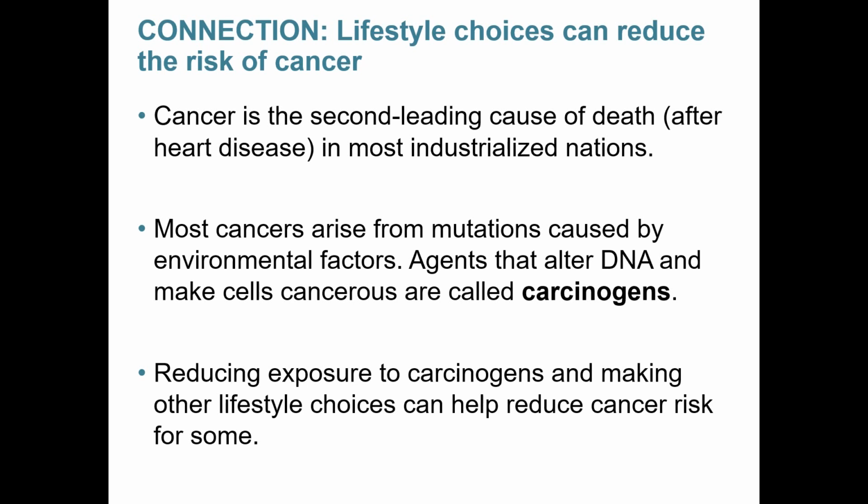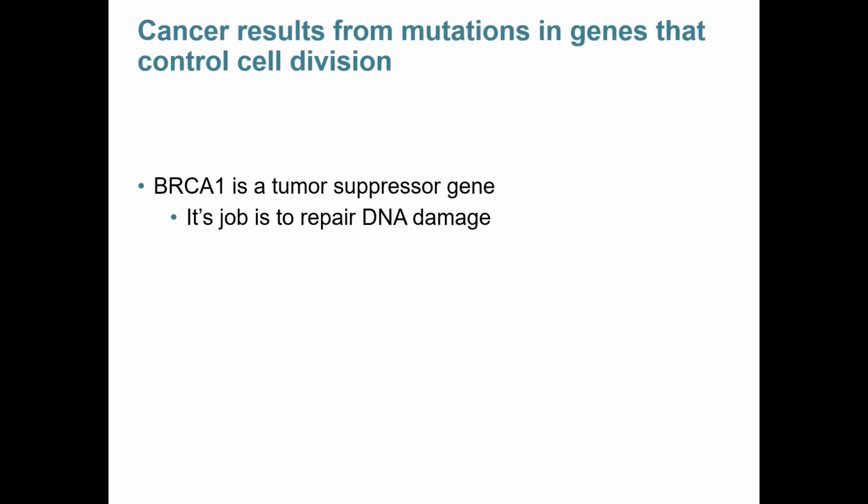Cancer sometimes results from mutations in genes that control cell division that can be inherited. An example of that is BRCA1. This is a tumor suppressor gene, and its job is to repair DNA damage and prevent tumors. Mutations in BRCA1 are associated with prostate cancer, breast cancer, and ovarian cancer. That doesn't mean that BRCA1 mutations cause cancer, but individual carriers of these mutations are much more likely to develop it over the course of their lifetime.